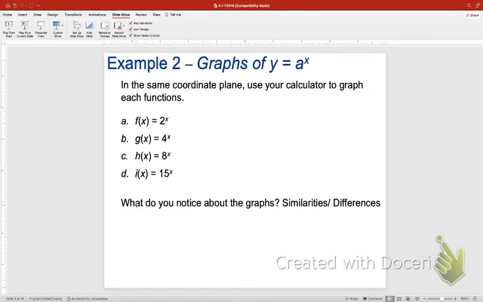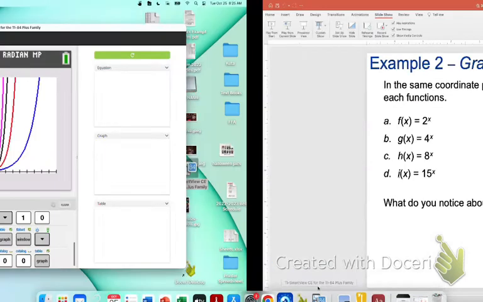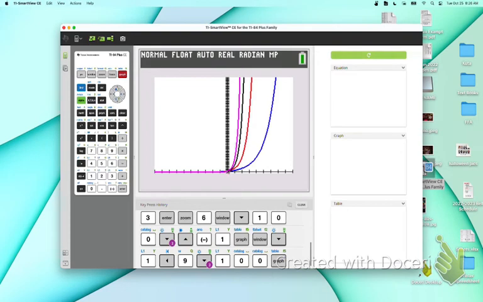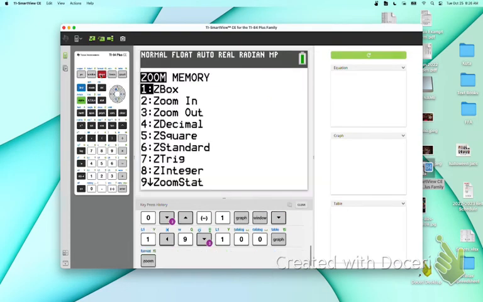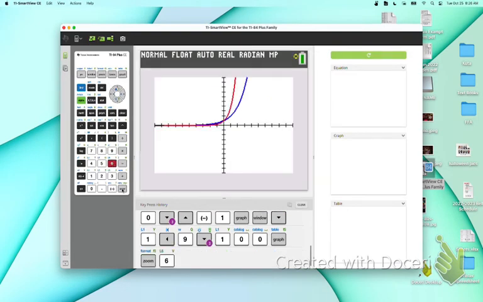I want to go back to that real quick. What do you notice, though, about every single one of them? They all have the same shape. Where are they all crossing the y-axis? 1. Why? It's the x-intercept. Not the x-intercept, the y-intercept. But why is 1 the y-intercept? x equals 1.